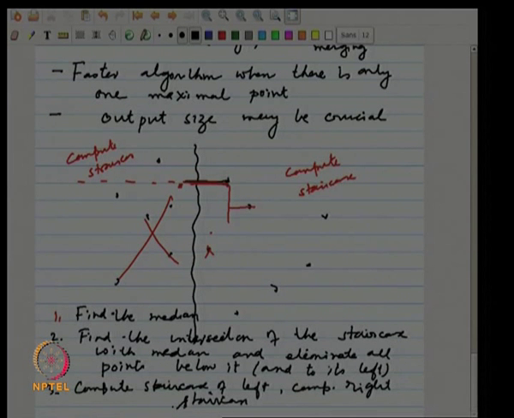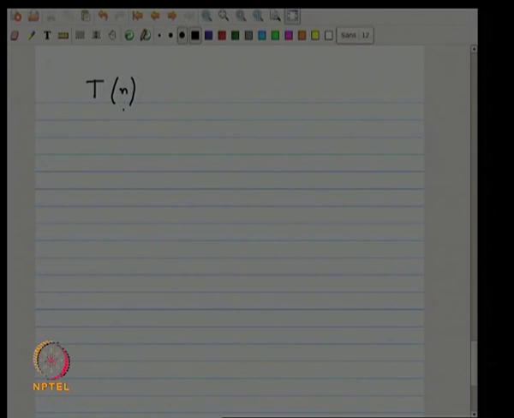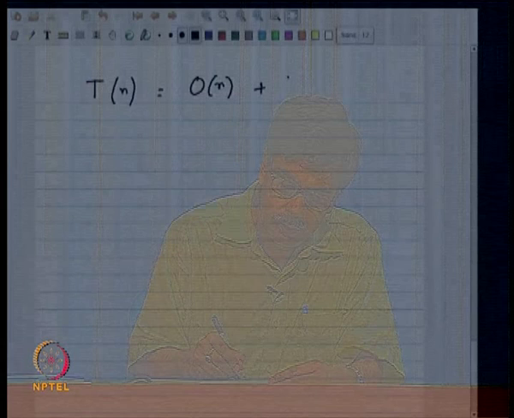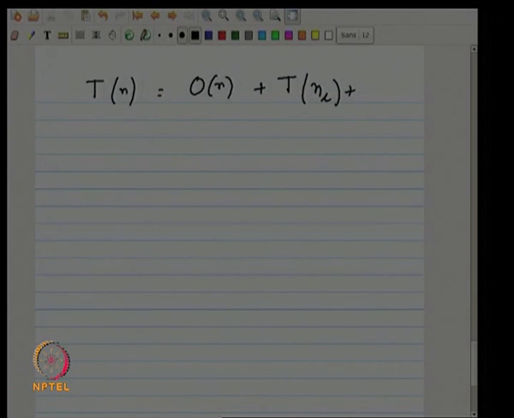You can also write a program. The challenging part is how do you analyze this? When you have to analyze this, what do we write? T(n) is the time to compute the entire staircase, and that is essentially the order n that you require for finding the median, finding where the staircase intersects the median, and then T(n_l) plus T(n_r), left-hand side, right-hand side. All we know is that n_l and n_r both are less than n over 2.